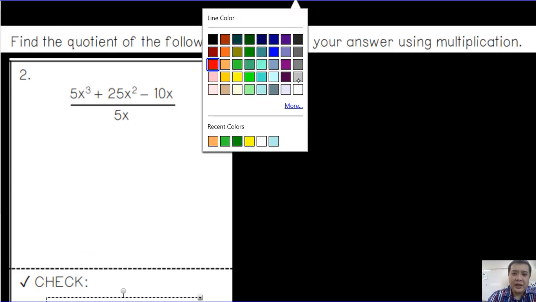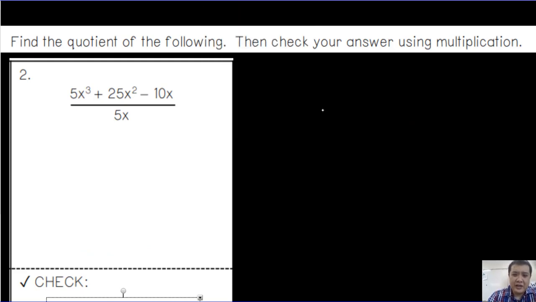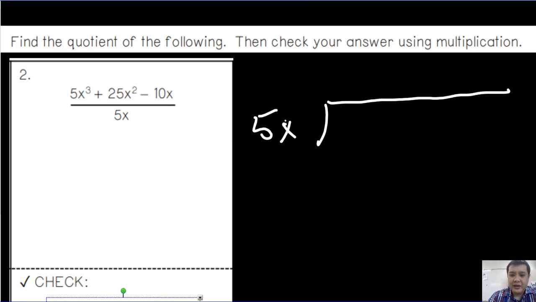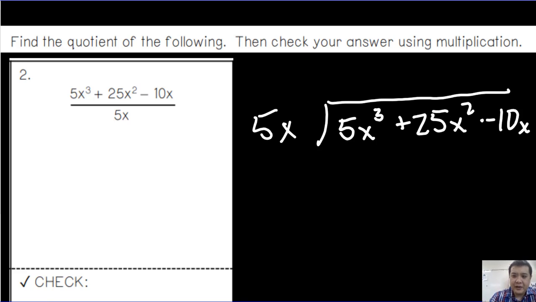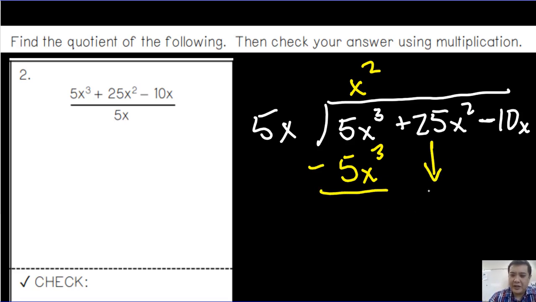Here, again, we have 5x as our divisor. And we got 5x cubed plus 25x squared minus 10x. And we're going to figure out what do we have to multiply 5x by to get 5x cubed? Well, that's x squared. That gives 5x cubed. Subtract that out. And we're left with 0. So we bring down our next term.